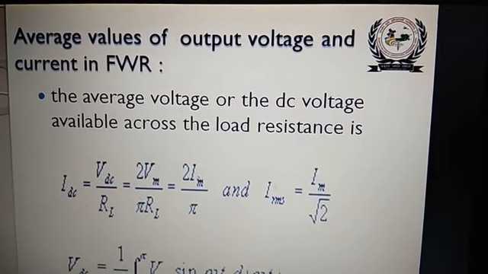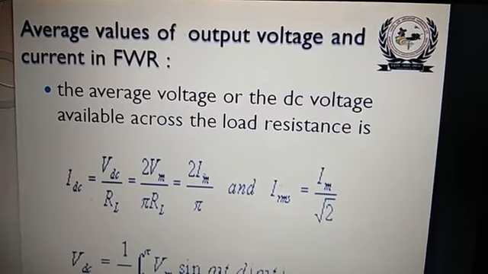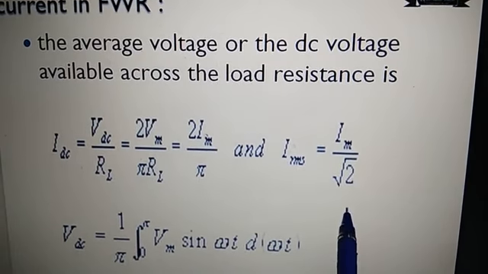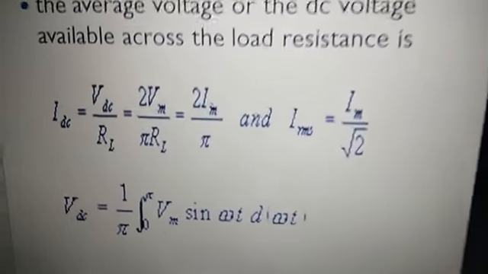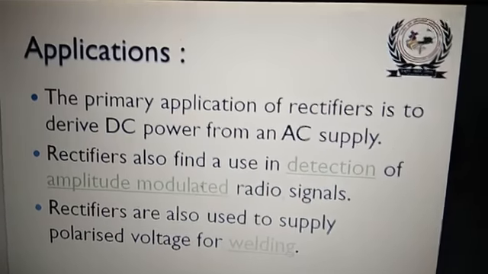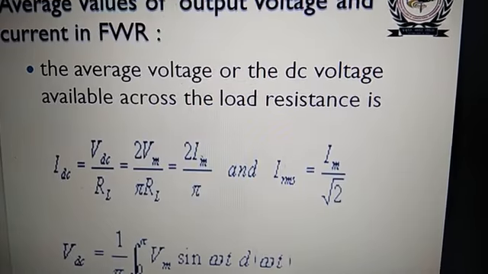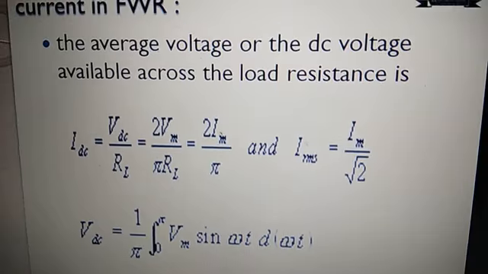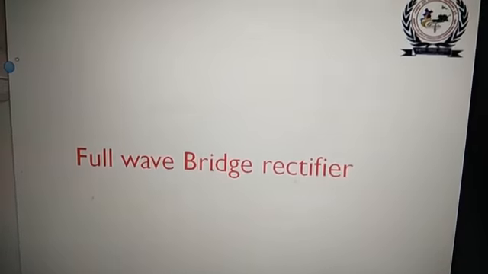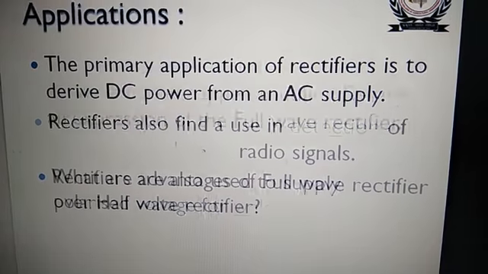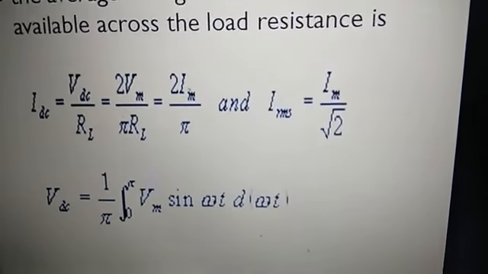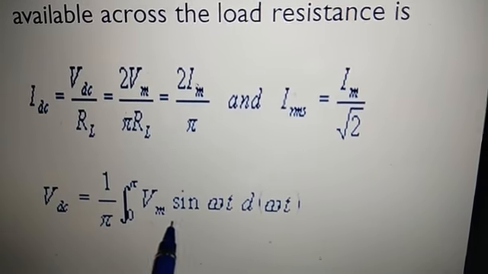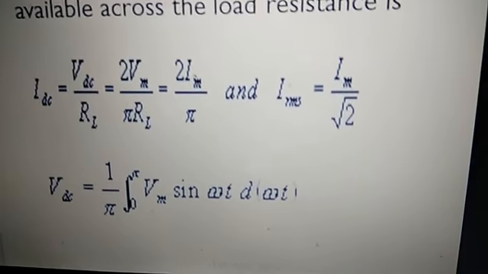Then average value of output voltage and current in full wave rectifier. This IDC comes to be 2 Im by pi in case of full wave rectifier, and VDC comes to be 2 Vm by pi. And here you can calculate this value of VDC is equal to 1 upon pi integration 0 to pi Vm sin omega t d omega t.